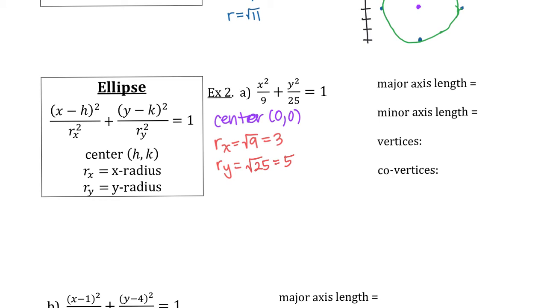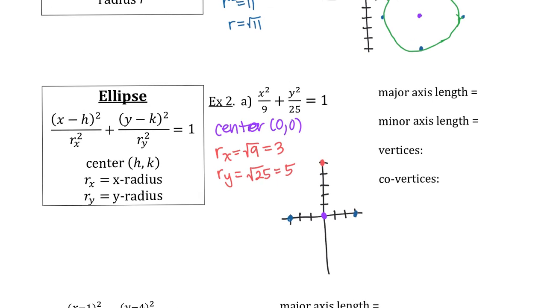I'm going to go ahead and sketch the graph, and I'm going to identify a few key features on this. Okay, center is (0, 0). The x radius is 3, so in the x direction on either side of the center, I go 3. In the y direction, the y radius is 5. And then I'm going to sketch my ellipse. It should be curved. In this case, it's kind of a tall ellipse, which is fine.